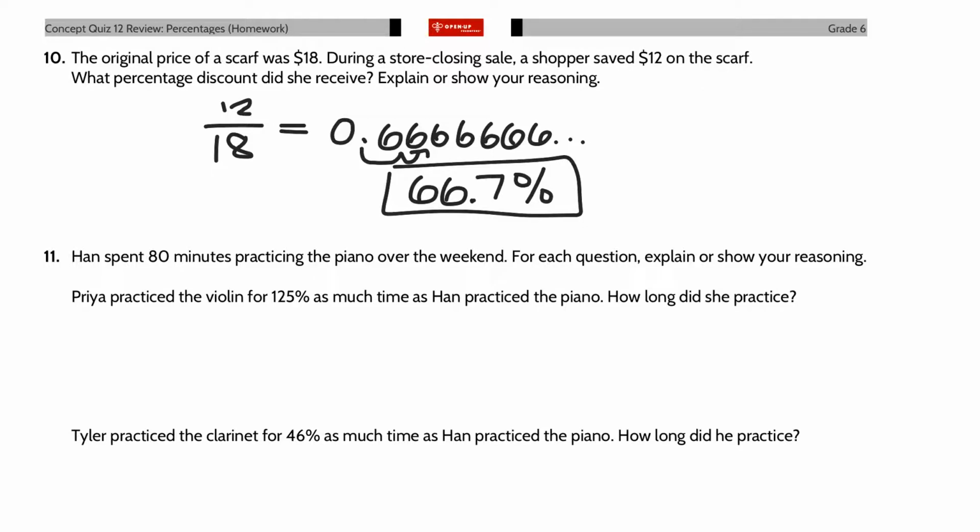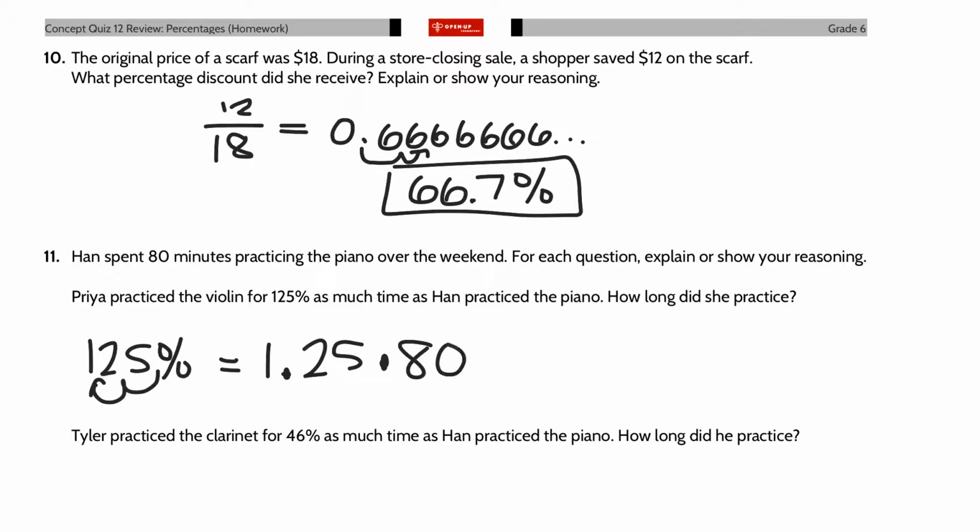Hans spent 80 minutes practicing the piano over the weekend. For each question, explain or show your reasoning. Now, Priya practiced the violin for 125% as much time as Han practiced the piano. How long did she practice? Well, if we look at our 125%, and we were to rewrite that as a decimal, it would be 1.25 if we move that decimal point over 2 times. Multiply the 1.25 by the 80 minutes that Han spent practicing. When you do that, you get 100 minutes.